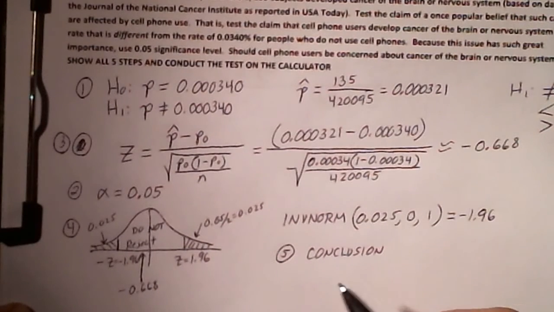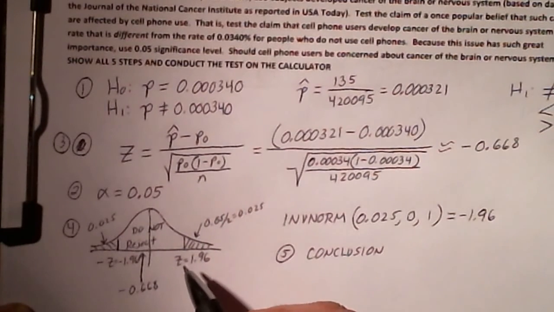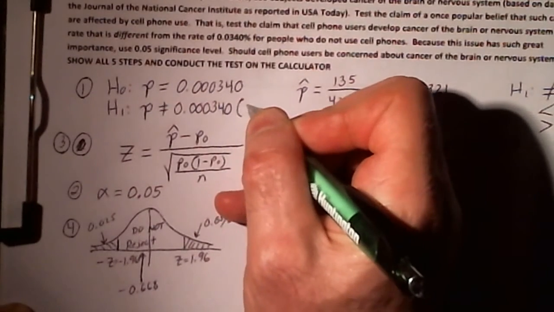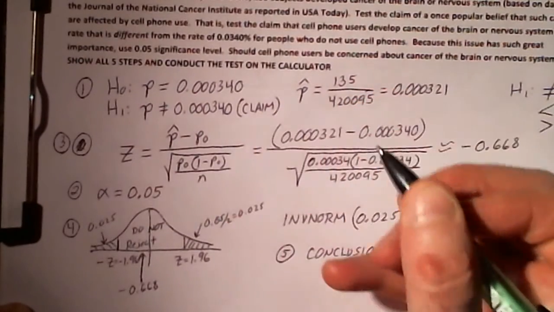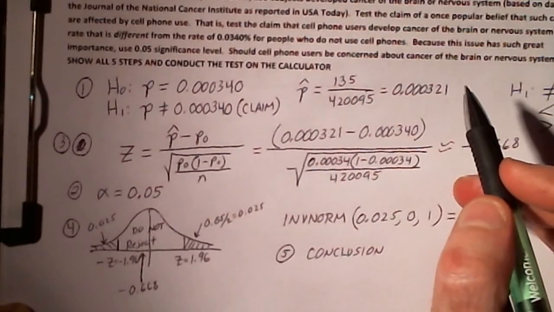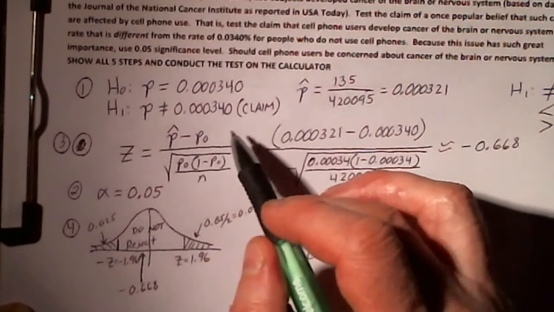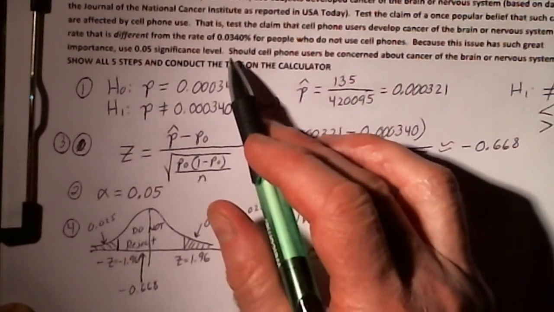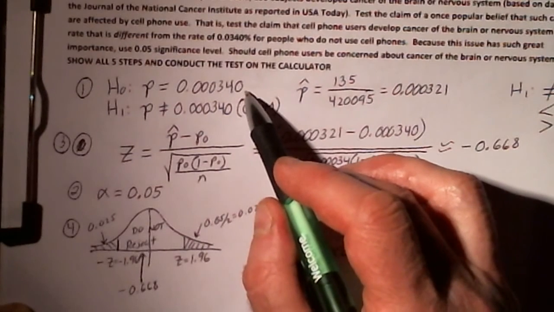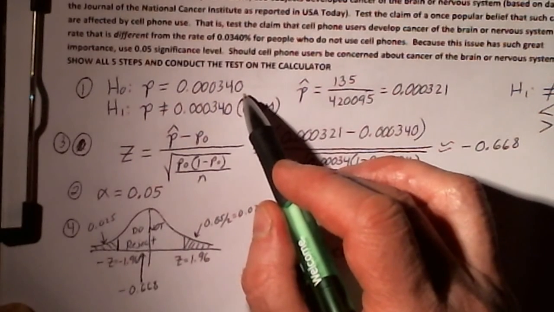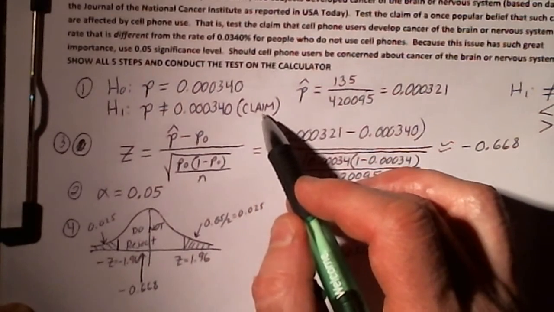And therefore, sample evidence is not strong enough to support the claim. And the claim was that the proportion of people that suffer from cancer due to cell phones is different than 0.0340%. Since we cannot reject the null hypothesis, the claim is not being supported by sample evidence.